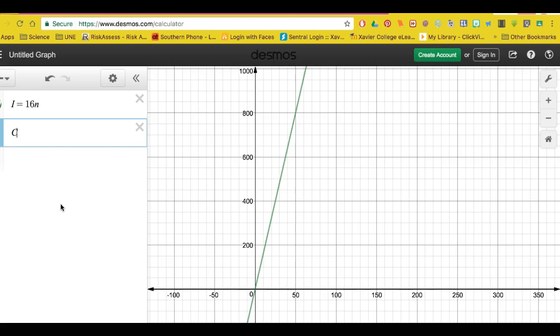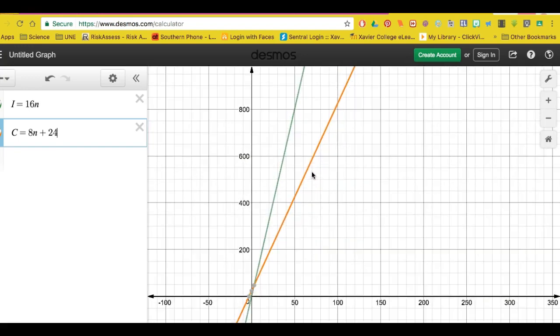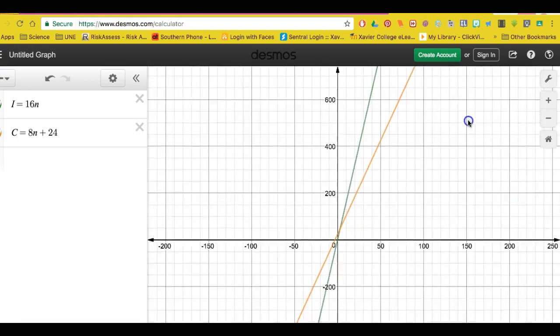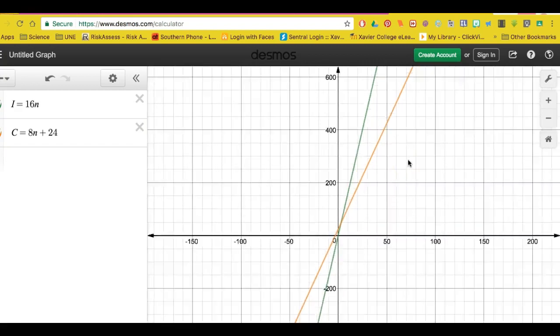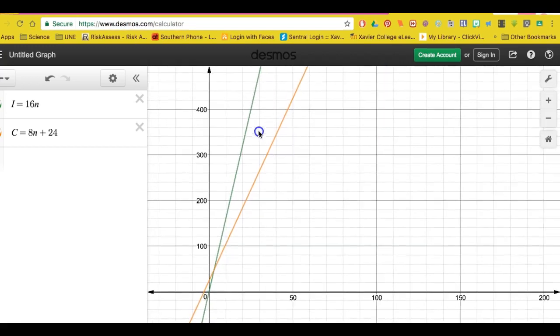So my next one is C equals 8n plus 24. I'm just typing in what I need. Alrighty, and you can see I can tell my coordinates at different places when I put it on. This looks way too big, so what I can do is expand it out using my numpad, or you could do it on your screen by putting two fingers on and spreading it out.